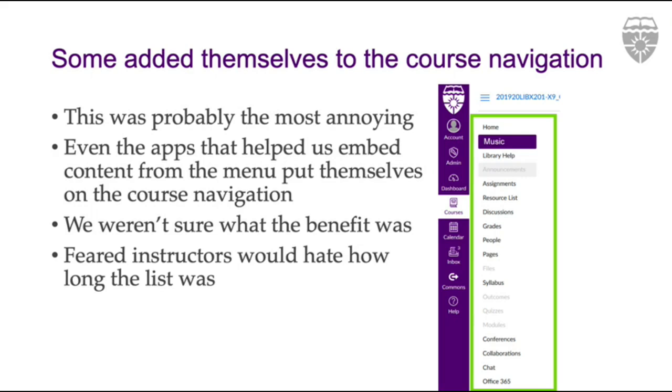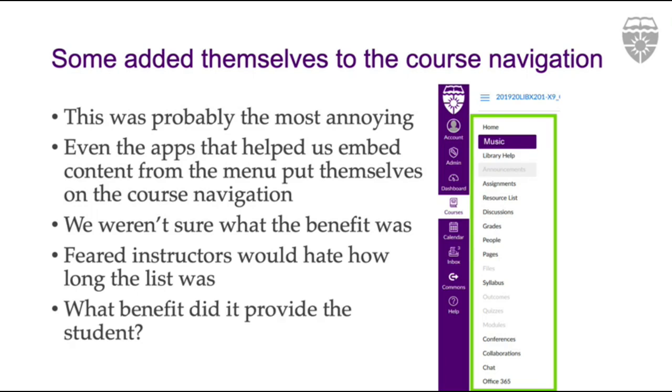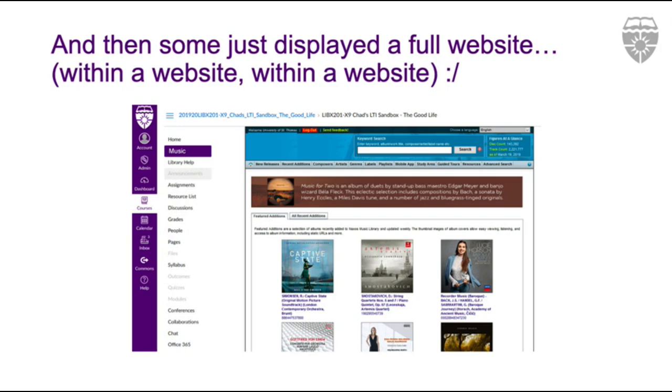We were worried that instructors would hate how long the list got. And, well, I want to embed video from Docuseq, but I can't embed video from Docuseq unless I enable it here on this list too. You can't choose one or the other. If you enable Docuseq, I'm not saying that Docuseq is one of them, but if you enable the app, it shows up both in the menu to insert as well as that list there. You can't turn it off. And what benefit did that provide the student? Not really much. Then we found one, it's going to remain nameless. It just embedded their website in Canvas.